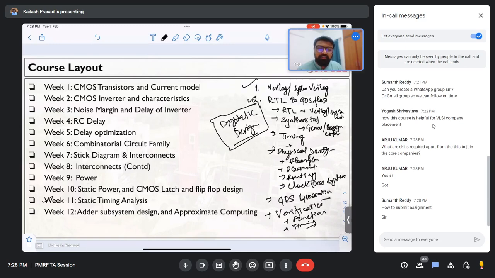How to submit the assignment? Sumant, you have not registered for the course. If you have registered for the course, you can submit in the NPTEL portal itself. If you have not registered for the course, you need not submit any assignment. You just do it for yourself. So that's how it is.